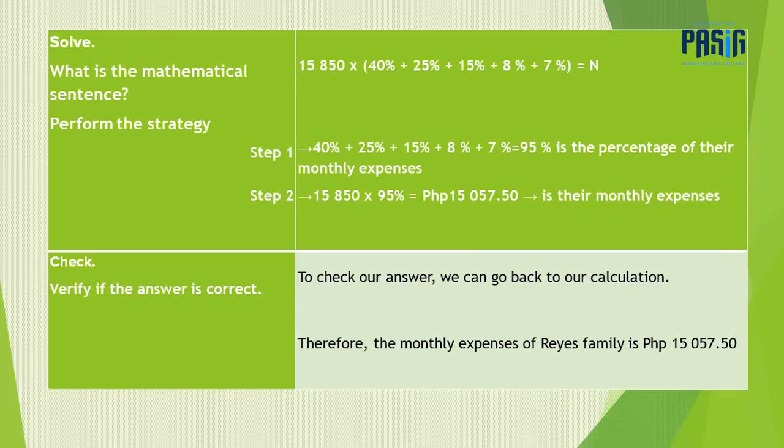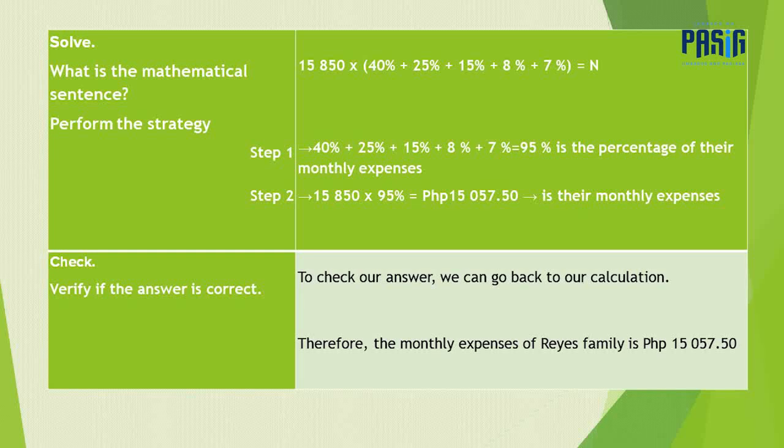We have 15,850 multiplied to the quantity of 40% plus 25% plus 15% plus 8% plus 7% equals to n. Then after that, perform the strategy. Step 1, we have 40% plus 25% plus 15% plus 8% plus 7% is equal to 95%. So that is the percentage of their monthly expenses.